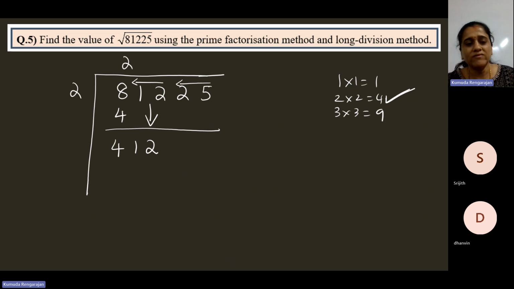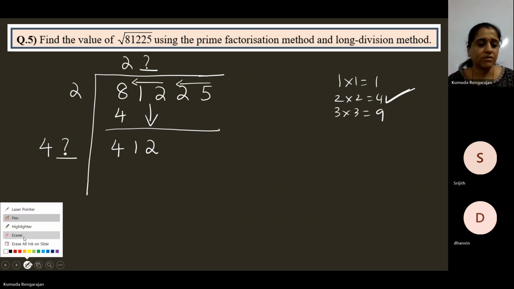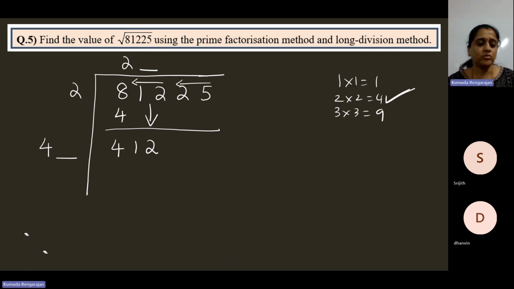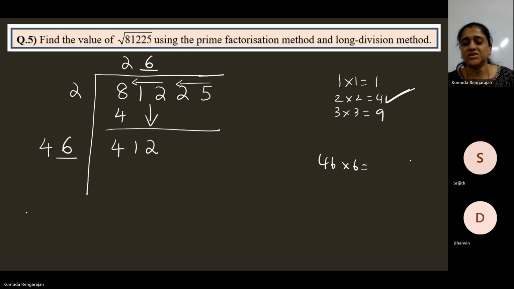Double the quotient. We have 2 here. So double it. 2 into 2, 4. Write that here. Place a dash here and a dash here. Whatever digit you place here, you must place the same digit here. And you must get the product as 412, or you should find the number just less than 412. So if you place 6 here, you must place 6 here also. Then the product is 46 into 6. So what is 46 into 6? 6 sixes are 36, 3 carried over, 6 fours are 24, plus 3, 27.